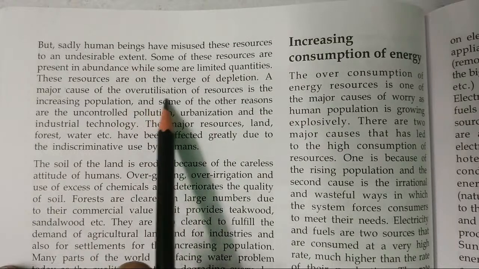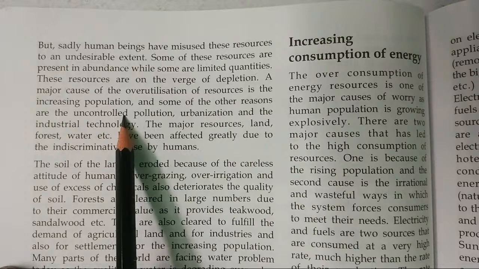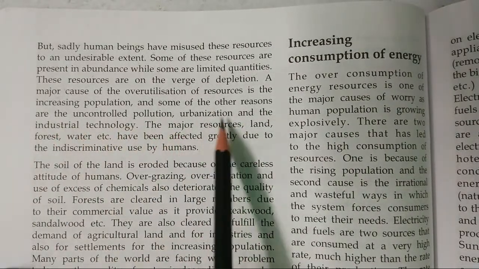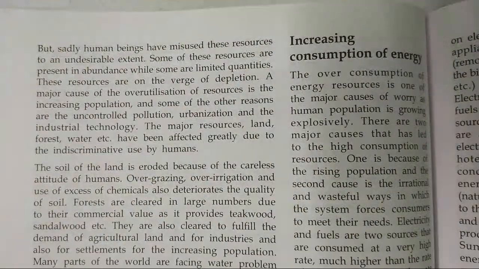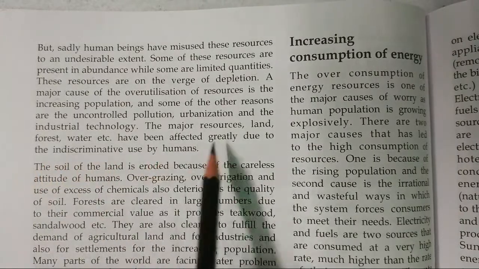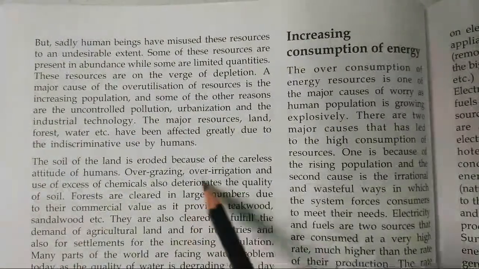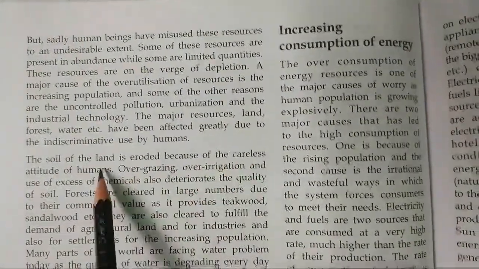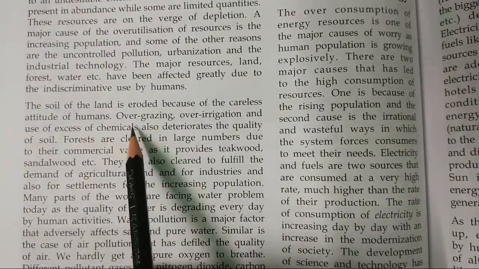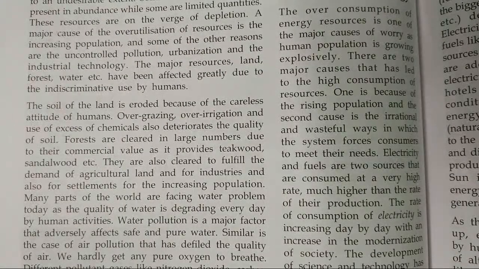The major cause of overutilization of resources is the increasing population. Population has increased, and other reasons are uncontrolled pollution, urbanization, and industry. The major resources, land, forest, water, all have been affected. So since the growth has taken place, these resources are being used more, and the soil has started eroding because of the more man has started using the resources.